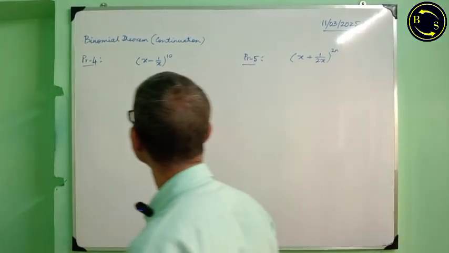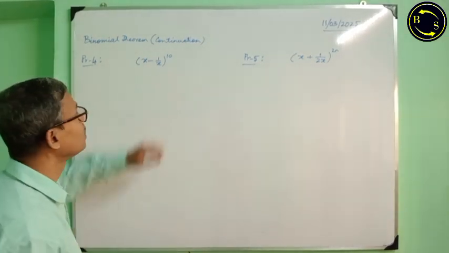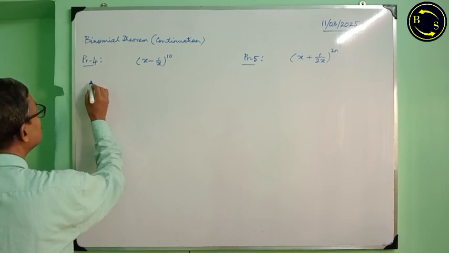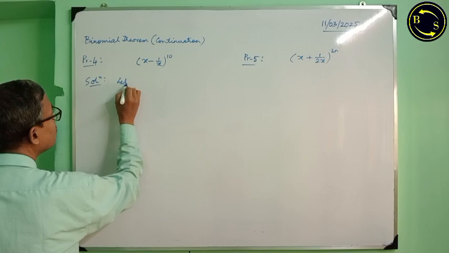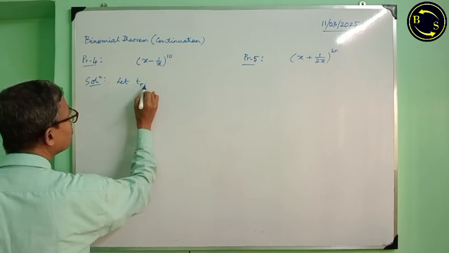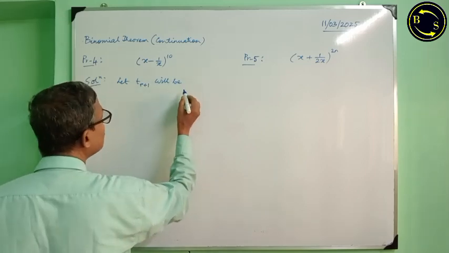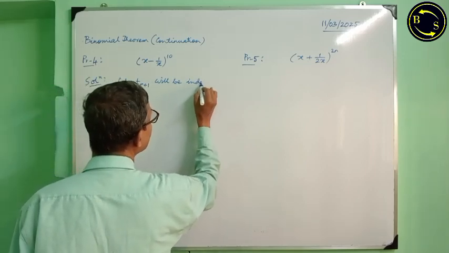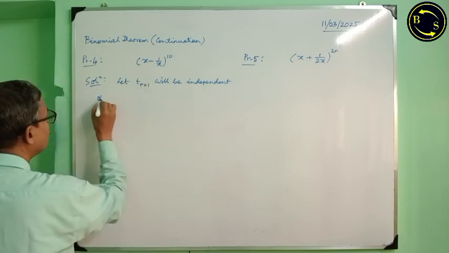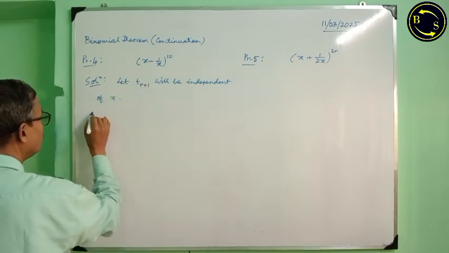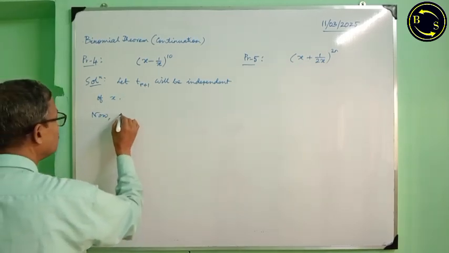Next sum, we have to find the term independent of x in the expansion of this one. Let t r plus 1 be independent of x. Now I find first t r plus 1 as per formula.